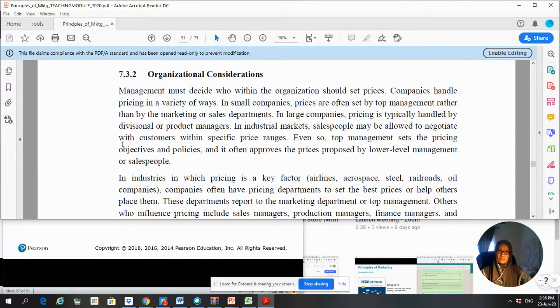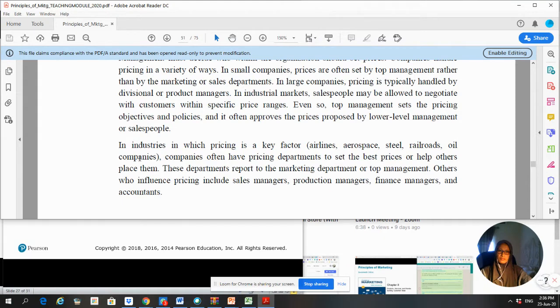And then the next is organizational considerations. Some companies like airlines, aerospace, steel, railroad, oil companies need certain strategies, and pricing strategies might be restricted towards any organization like oil, macam minyak. The price might be controlled by the demand and supply in the futures market of commodities, and also by organizations like OIC, macam tu lah, lebih kurang. Ada organisasi yang mengawal pergerakan minyak dunia.